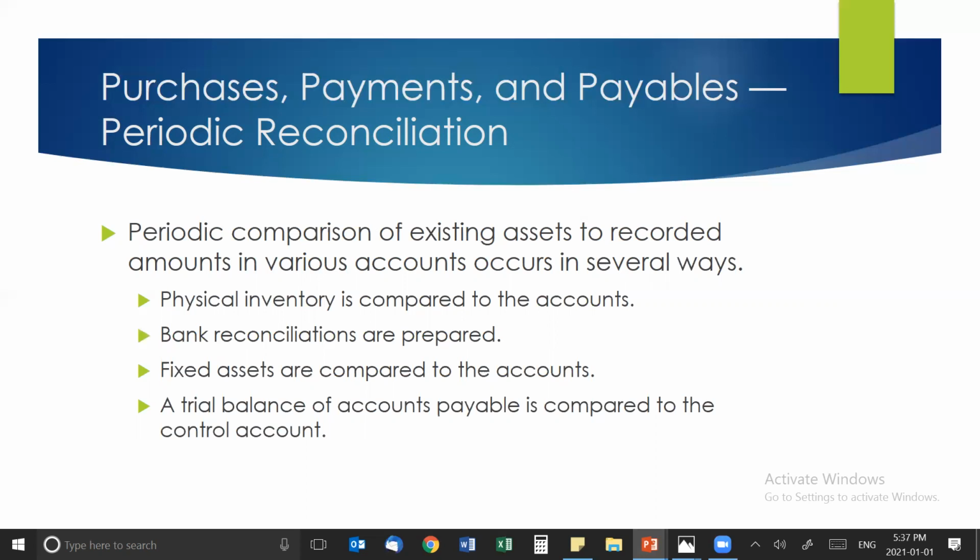Bank reconciliations should be prepared, like in the last chapter. Fixed assets are compared to those in the account. So if you could do a physical count of the fixed asset compared to what's in the accounts. And then a trial balance of accounts payable is compared to a control account to make sure the balances line up there.